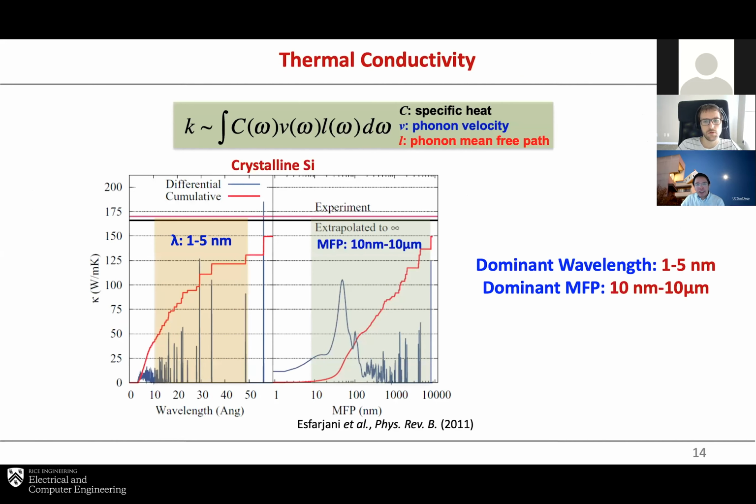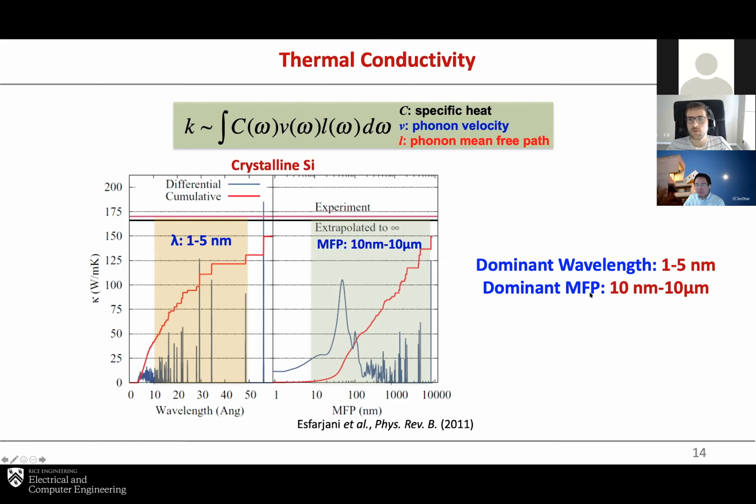So if you look at a very classical material like silicon, this has been studied fairly extensively in the past decade or so in the heat transfer community. Silicon has fairly high thermal conductivity, about 100 watts per meter Kelvin at room temperature, maybe 100 to 150 watts per meter Kelvin. And people have studied both computationally and experimentally what is the dominant wavelength and what is the dominant mean free path of phonon in silicon. So it turns out these numbers are about a couple of nanometers for the wavelength of phonon in silicon.